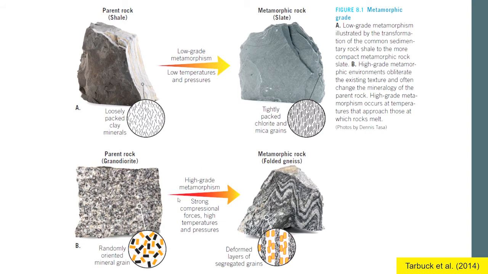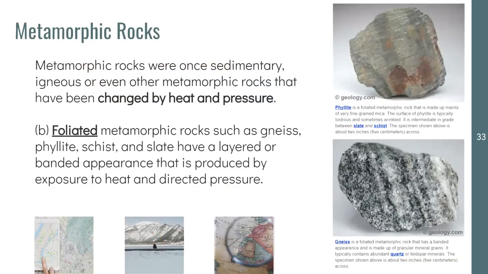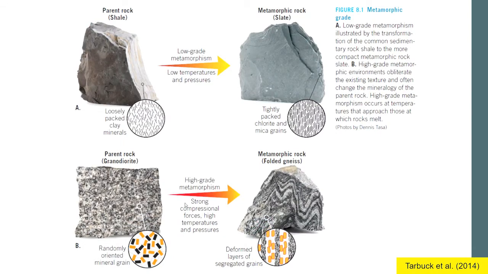Now, we have what we call high-grade metamorphism, as shown here. Transformation of the parent rock granodiorite into a metamorphic rock, folded gneiss. As you can see here, we've seen foliated metamorphic rocks. It suggests that they have undergone high-grade metamorphism and they were exposed to high temperature and pressure underneath the Earth's surface. The temperature for this type of transformation is only possible when it occurs at a temperature so high that the rocks are melting. The rocks can melt.